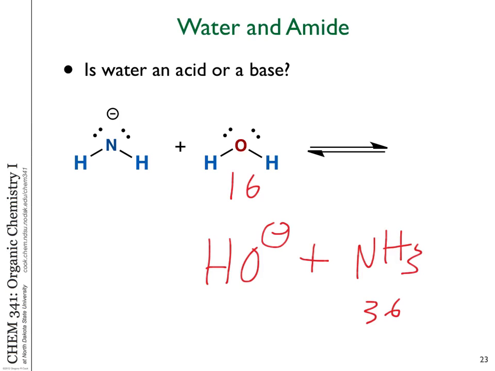Which is the stronger acid? Water. Which is the weaker acid? Ammonia. So obviously this reaction is going to lie far to the right side, and this is going to be much more basic than this is. That's the converse of the acidity.